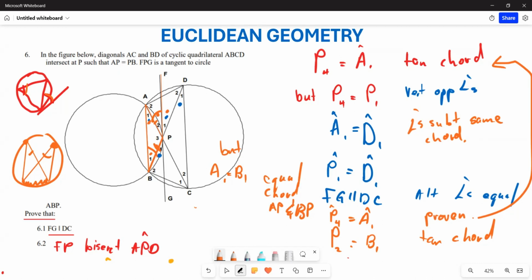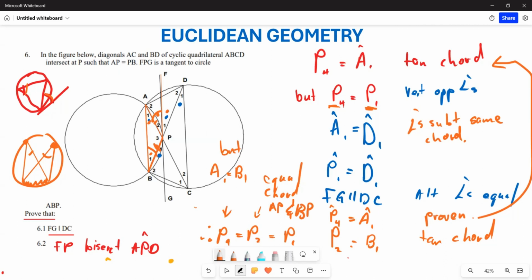I can then conclude that, look, my angle P4 is equal to my angle P2, and this is also going to be equal to my angle P1. Why? Because remember we've proven that angle P4 is equal to P1, and we've just proven now that my angle P4 is the same as my angle P2. So all these three angles are equal to each other.